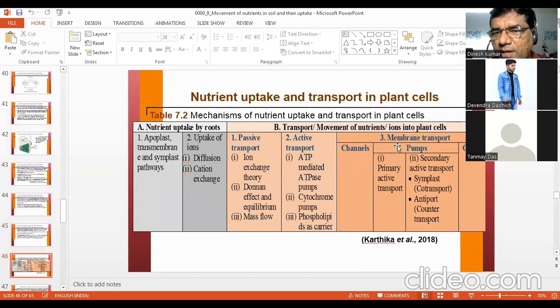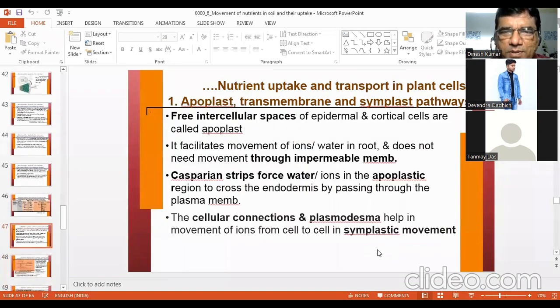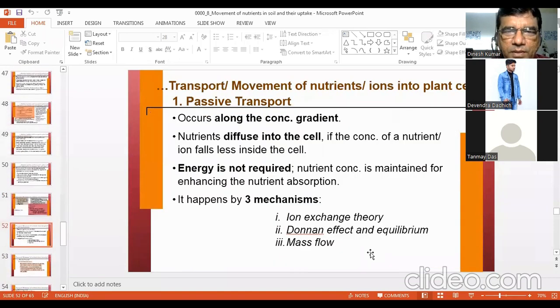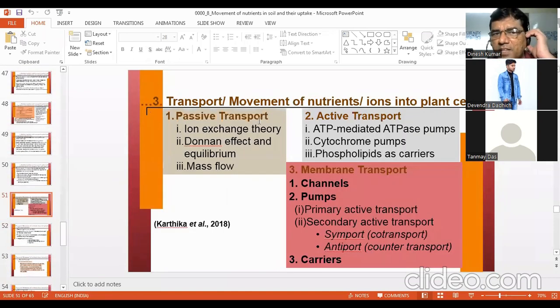This one. We are dealing with passive transport. You can see here passive transport, active transport, and membrane transport. So here you can see passive transport. This is membrane transport. So you can see in membrane transport: channels, pumps, primary active transport, secondary active transport, symport, antiport, and carriers.